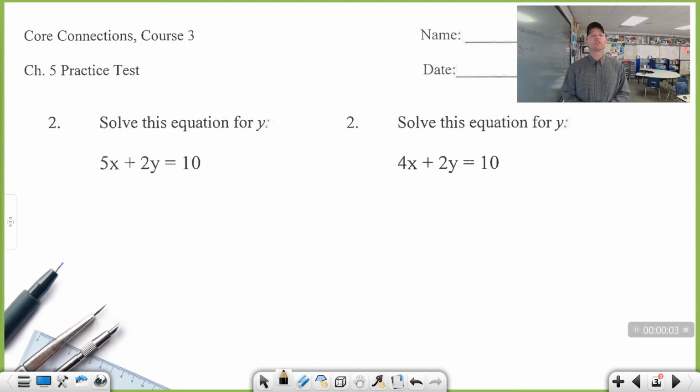Welcome back to Chapter 5 Retakes. We are going to do problem number 2, how to solve for y.